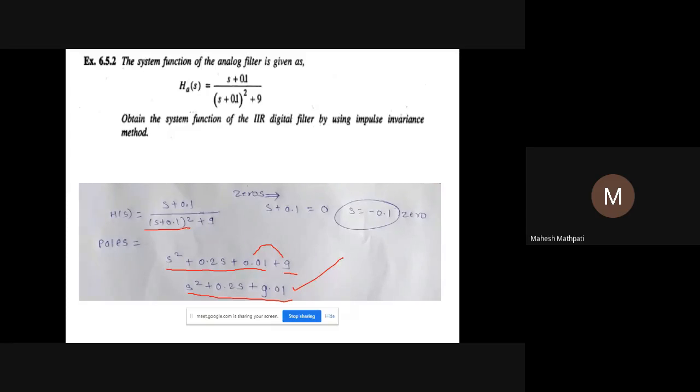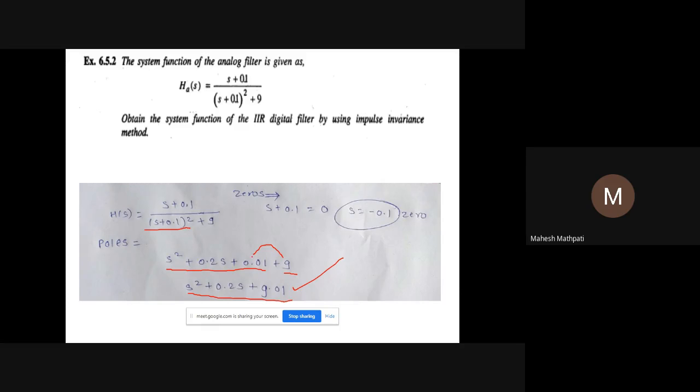क्वाड्रेटिक इक्वेशन सॉल्व करने के लिए एक फॉर्मूला है अपना. Anybody? What is the formula? Minus b plus or minus square root of b square minus 4ac upon 2a. Okay, it is minus b plus or minus square root of b square minus 4ac divided by 2a.